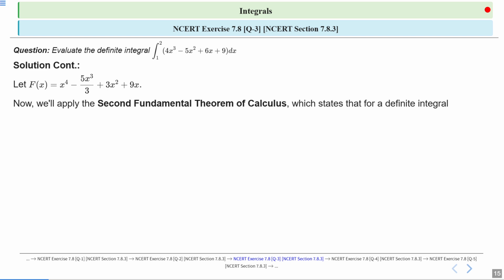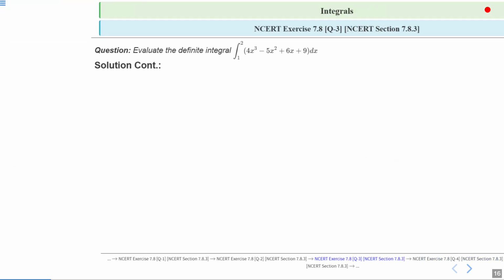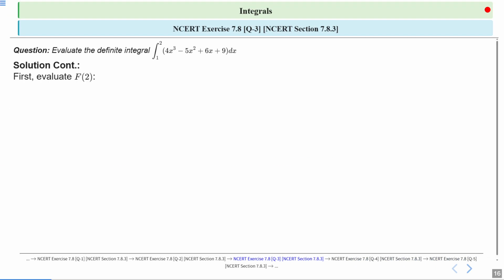Now we apply the second fundamental theorem of calculus. So the value of the definite integral of fx dx is the antiderivative at b minus the antiderivative value at a. Here the lower limit is 1 and the upper limit is 2, that is, a is equal to 1 and b is equal to 2. So the value of the definite integral is I is equal to F2 minus F1.